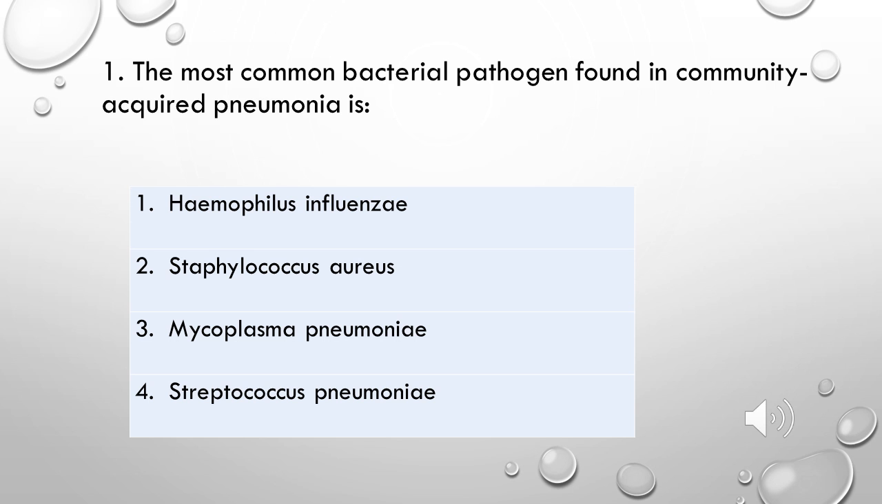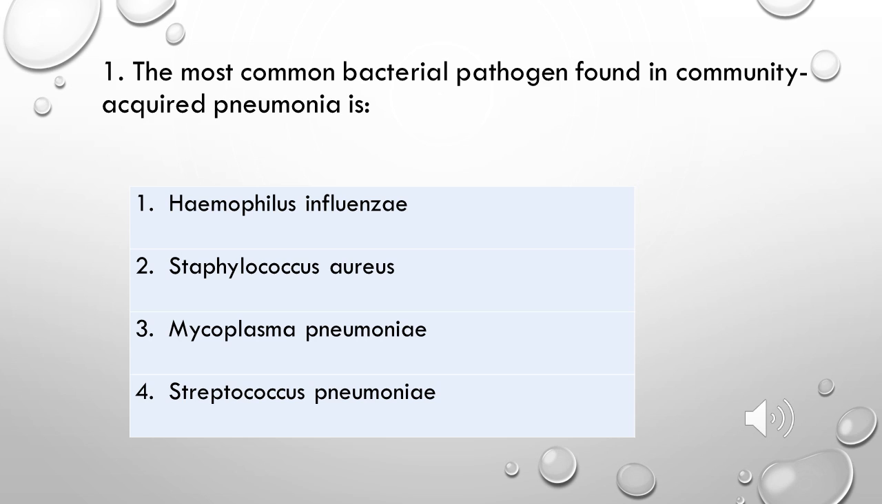We're going to begin with question 1. These are all in multiple choice format. The most common bacterial pathogen found in community-acquired pneumonia is, answer is number 4. It's the Streptococcus pneumoniae. Okay.